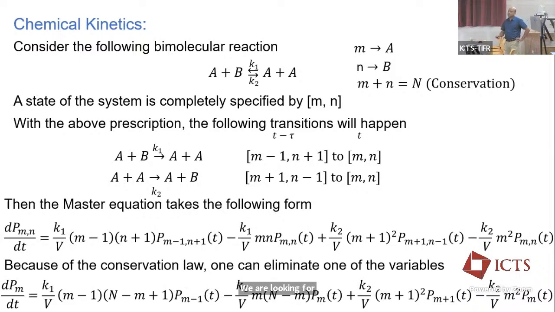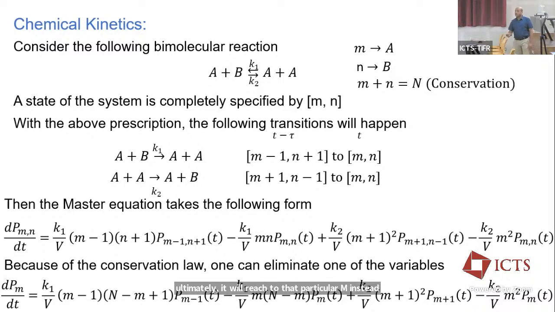So in t minus tau, for this case, if we start from m minus 1, because it produces one A on the right hand side, that means in the net reaction, whenever this particular reaction happens, it always gives you 1 unit of m molecule. So that's why if we start from m minus 1, that is the previous state, and if it elapses this tau time, ultimately it will reach that particular m n state at time t.